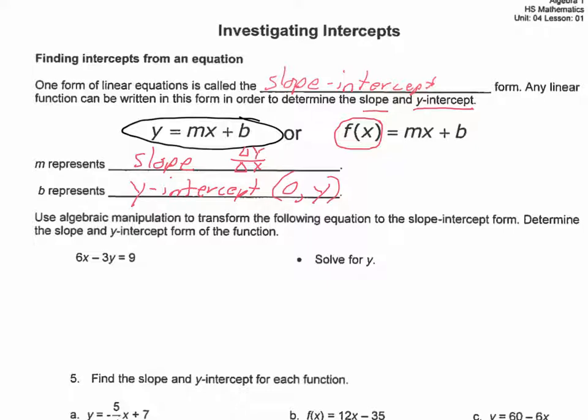So this next part says use algebraic manipulation. That's where we add something to both sides or subtract something from both sides, whatever it is we do, we keep the equation balanced. We're going to use algebraic manipulation to transform the following equation into slope-intercept form, and then determine the slope and the y-intercept from that equation.